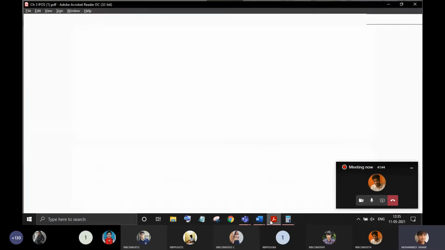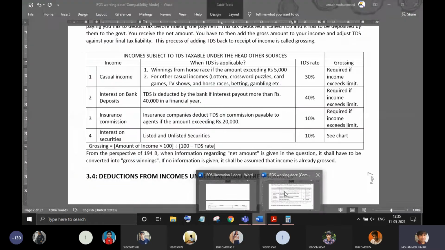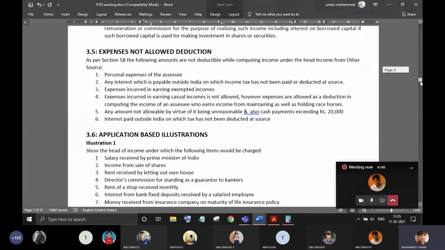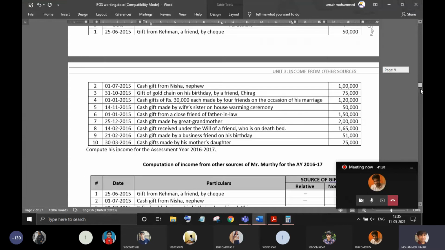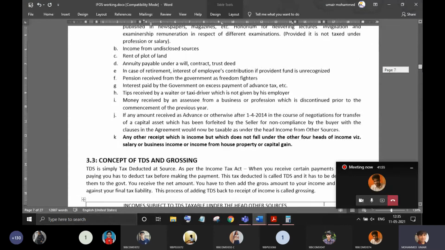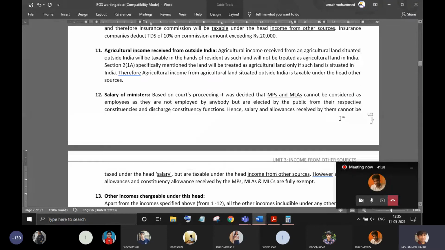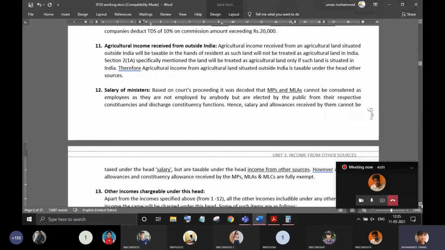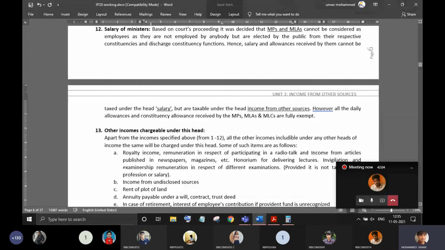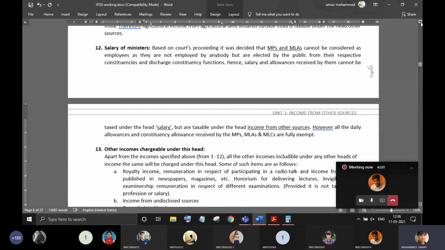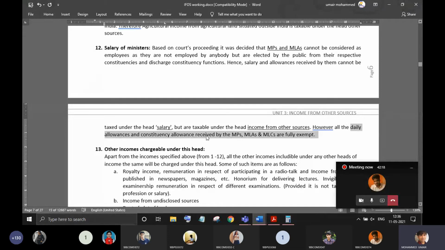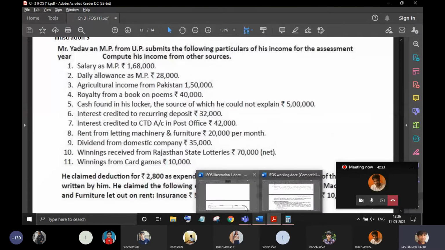What about daily allowances given to them? What's the rule? Now, daily allowances given to MPs, MLAs, and MLCs is exempt from tax. So here it is, salary to ministers. As per the rules, daily allowance given to them is not taxable, or it is exempt. Daily allowance and constituency allowance received by them, exempt.